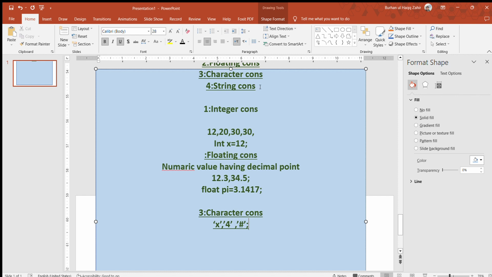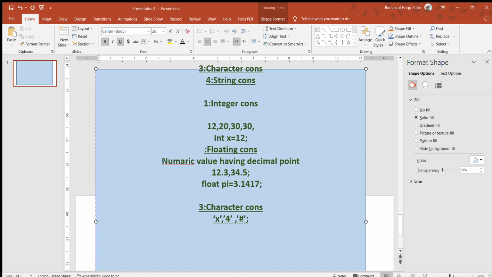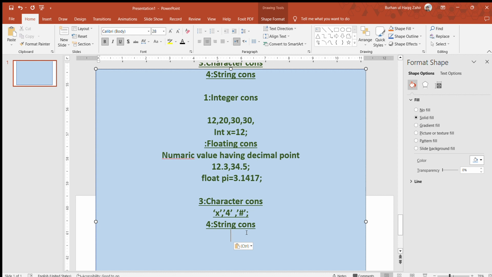Now we move towards the last one, the string constant. In a string constant there is a sequence of characters surrounded by double quotation marks. A sequence of characters surrounded by double quotation is known as a string constant or string literal. For example, we write string greet equal to, and in double quotation, hello friends. Okay, this is all.